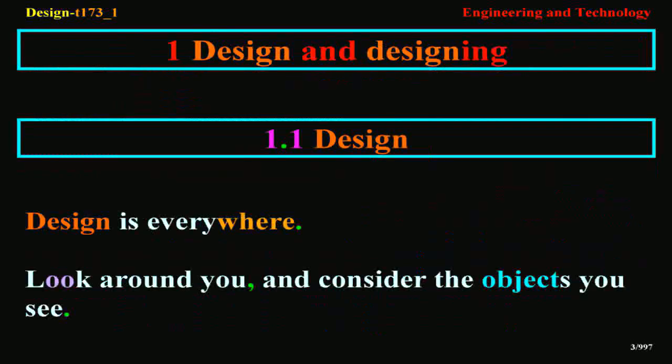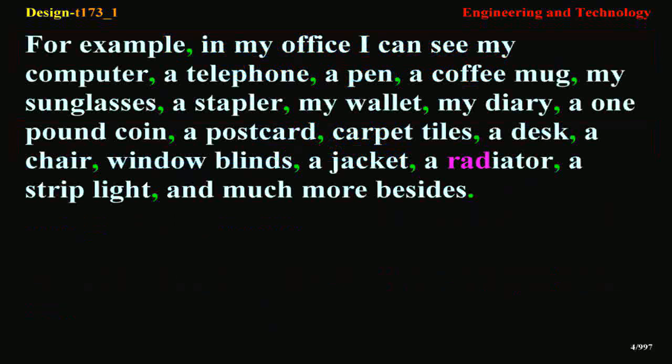1. Design and Designing. 1.1 Design. Design is everywhere. Look around you and consider the objects you see. For example, in my office I can see my computer, a telephone, a pen, a coffee mug, my sunglasses, a stapler, my wallet, my diary, a £1 coin, a postcard, carpet tiles, a desk, a chair, window blinds, a jacket, a radiator, a strip light, and much more besides.